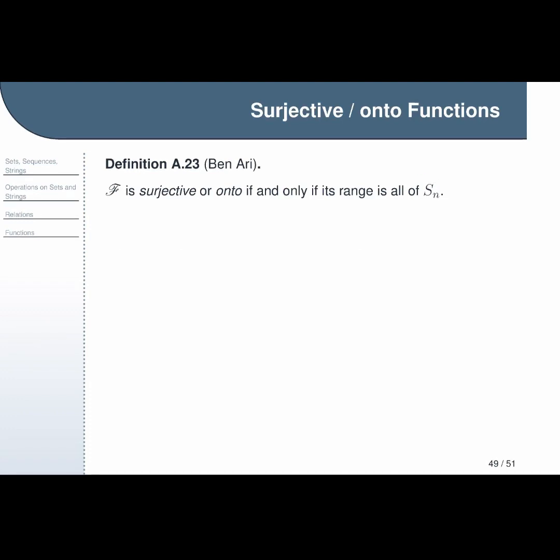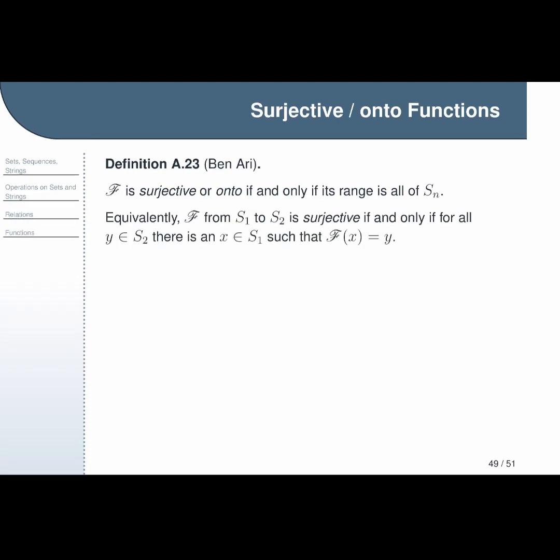Another way of stating this definition, if you're just thinking of two sets, is that f from S1 to S2 is surjective if and only if for all y in S2, there is an x in S1 such that f of x gives you that y. So in other words, we can always find an input that gives us an output for every possible output.